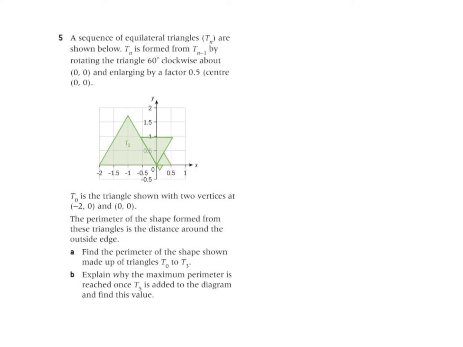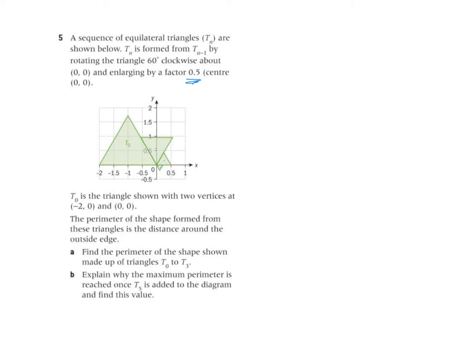So looking at this problem here, we have equilateral triangles, and we shrink them down, and we rotate them. We shrink them down by a factor of 2, and we rotate them 60 degrees. And so this triangle here rotates around and ends up upside down here in half the size. And so what I'm asked to do is find the perimeter of T0 to T3.